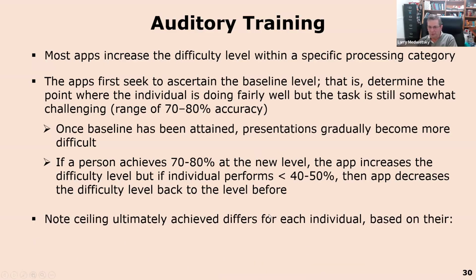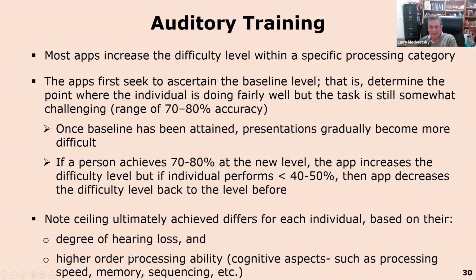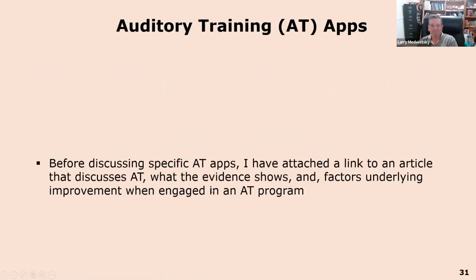So please note that each person is an individual and their abilities may differ from one another. And it may depend on how much hearing loss they have. Also, it's not just hearing, but it's your brain ability, your cognition. Some people are just able to process information faster, have better memory, better sequencing. So just know that one person may do better, even if they have the same degree of hearing loss, one person may end up doing faster and better and more accurately just because of the higher order processing.